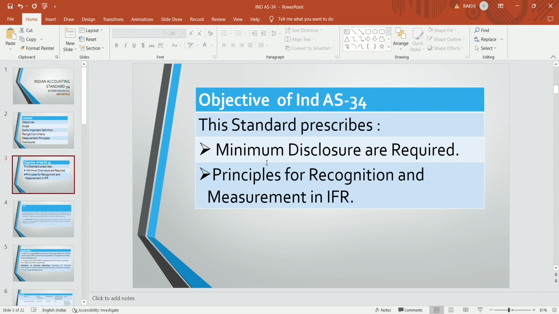It is not mandatory that they disclose in a condensed form, but minimum disclosures are required in the interim financial statement, not as we prepare in the annual financial statement. That much information is not required in interim financial reporting; limited information is required. So minimum disclosures are required, and principles for recognition and measurement in IFR, meaning interim financial reporting: how they will recognize and what their measurement criteria are. These are the objectives of this standard.